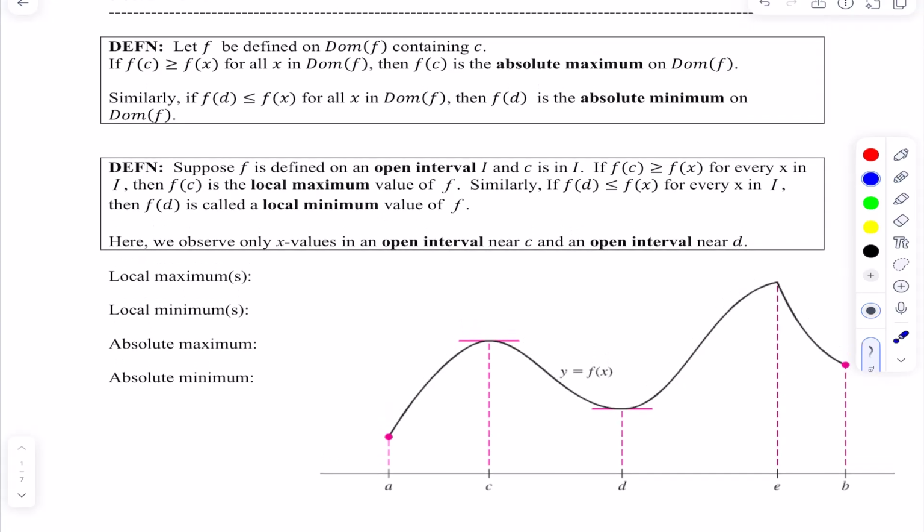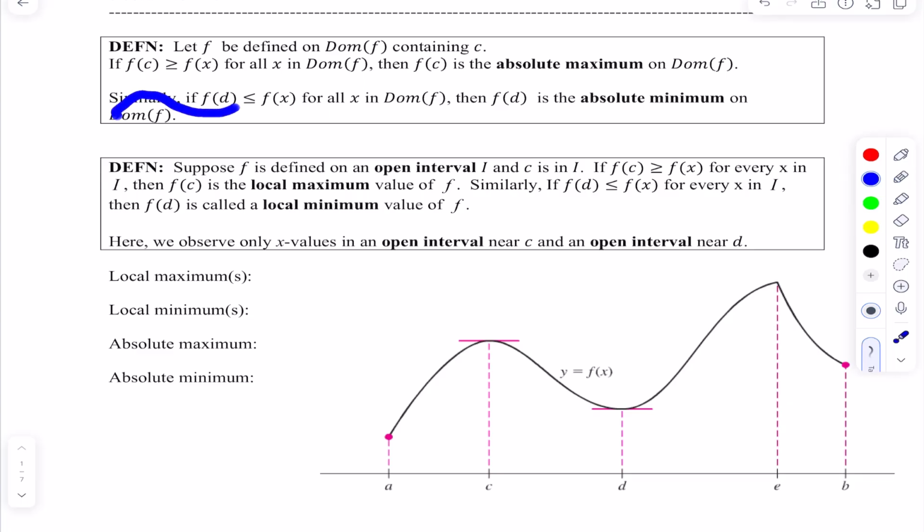We want to think about absolute maximums of a function. Let function f be defined on a domain of f containing an x value called c. If f of c is greater than or equal to f of x for all x in the domain of f, then f of c is the absolute maximum on the domain of f. Think of the domain of f as the world in which the function lives. It is the universe. It is the world.